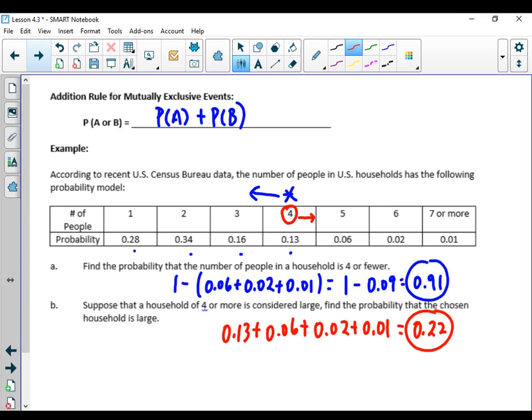All right, so one of the key terms we need to keep in mind is what's called mutually exclusive events. And mutually exclusive just means they can't happen at the same time.